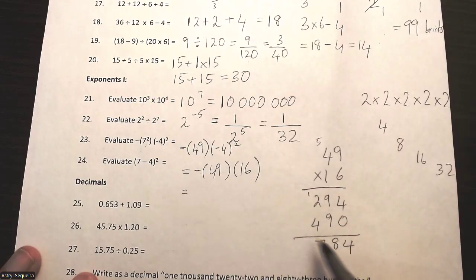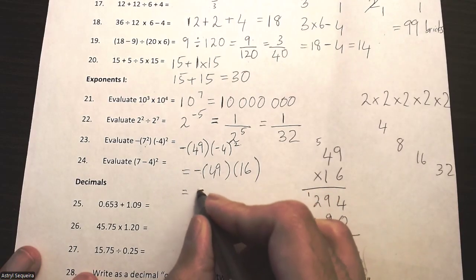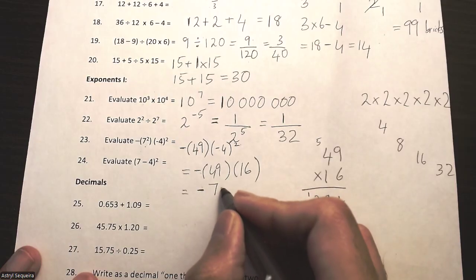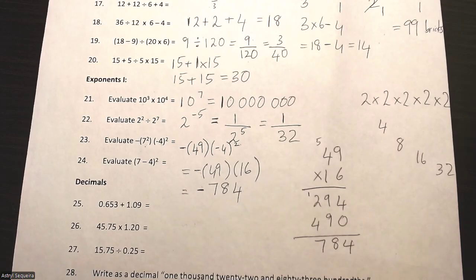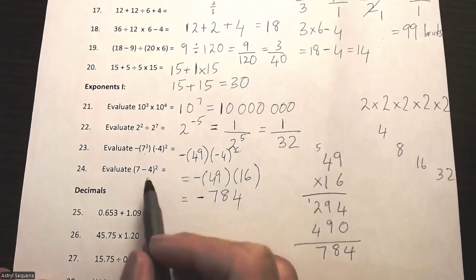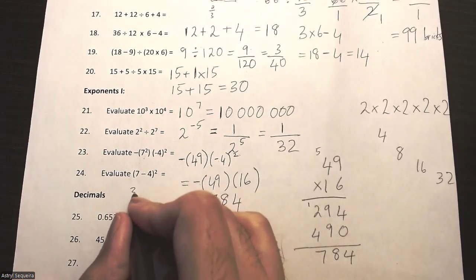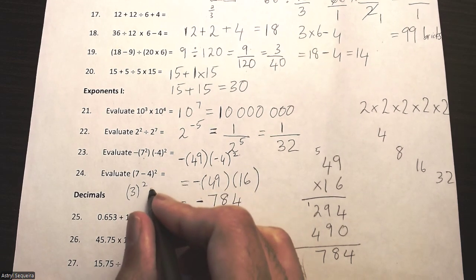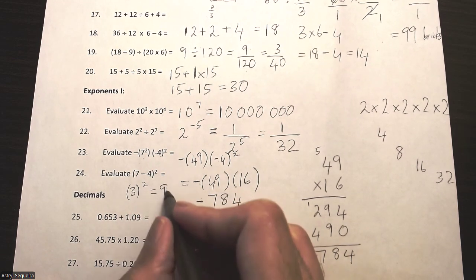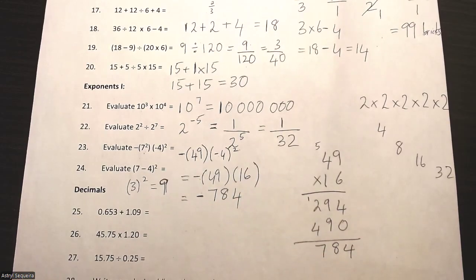So I have negative times 784, which is just negative 784, which is my final solution for question number 23. And last, let's go to question number 24 next. I'm going to do my brackets first over here. So that's just going to be 3, 7 minus 4, 3, 3 squared is just 9. So that's a pretty simple question over there.